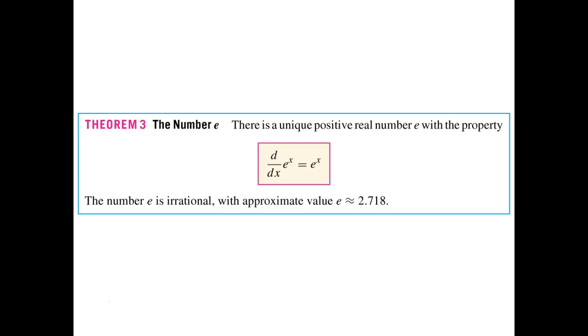Can anyone think of another irrational number? Pi, of course. 3.14159, it never repeats a pattern. Those are the only two.